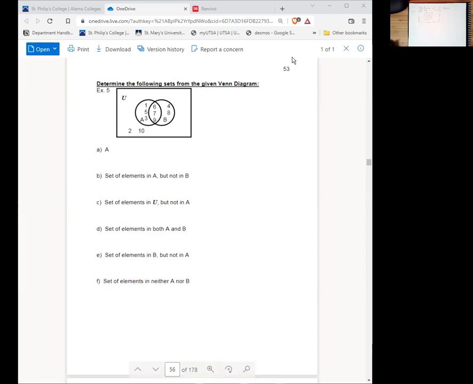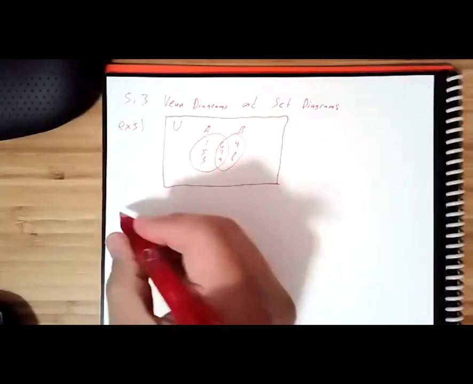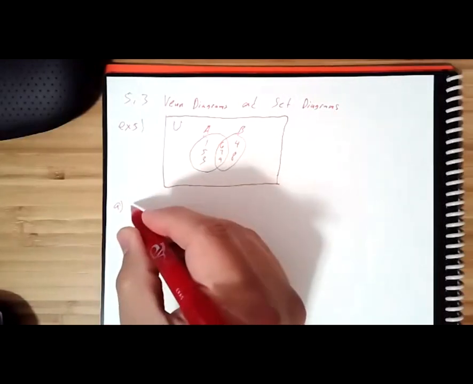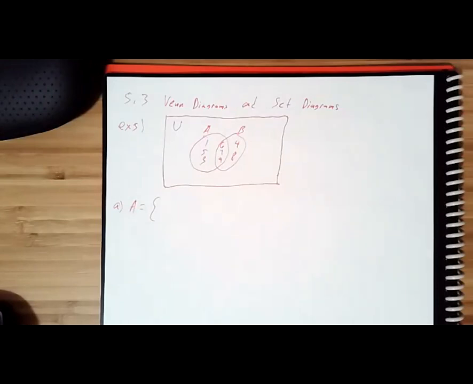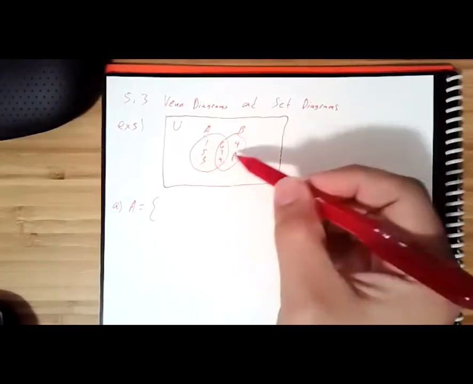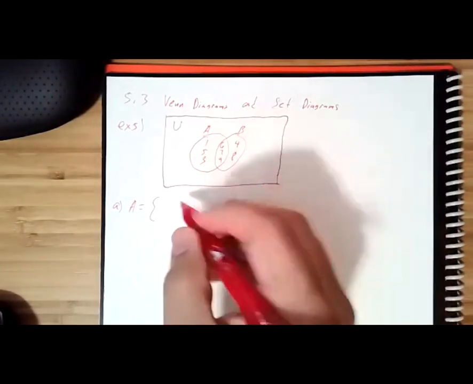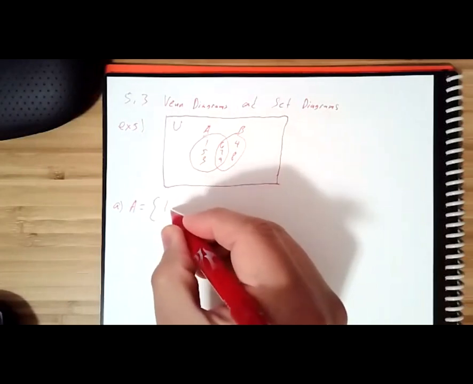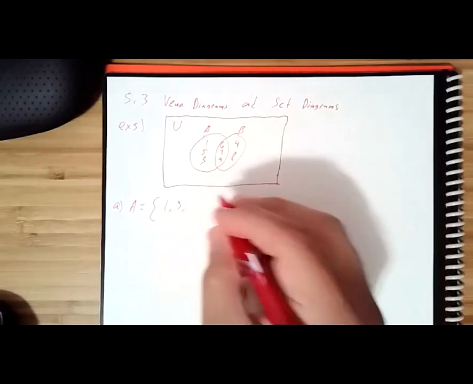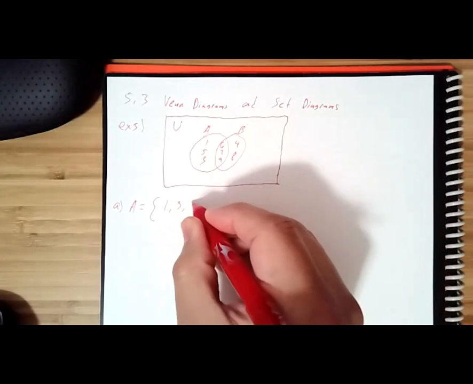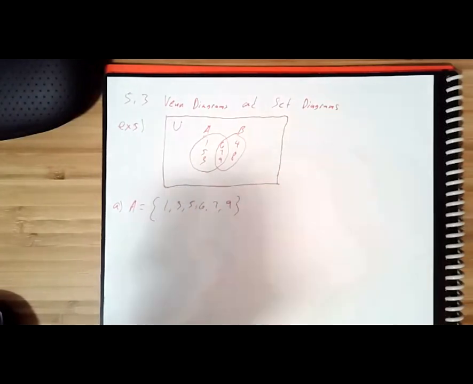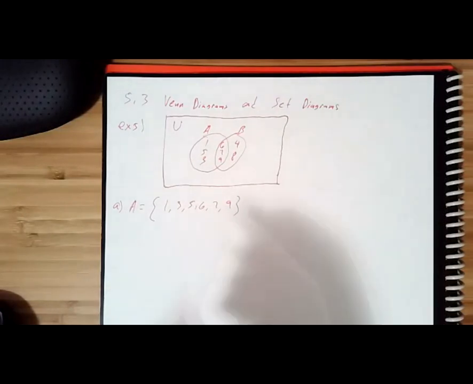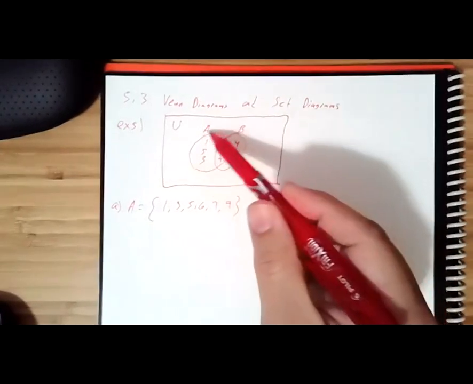So on part A, they ask you, what are the elements in A? So all I have to do is list the elements inside the A circle. So 1, I'm going to put them in ascending order, just because. So there's A, all the things inside the A circle.